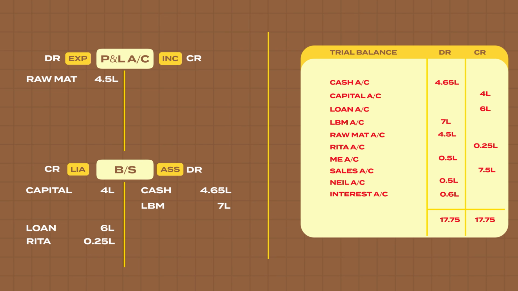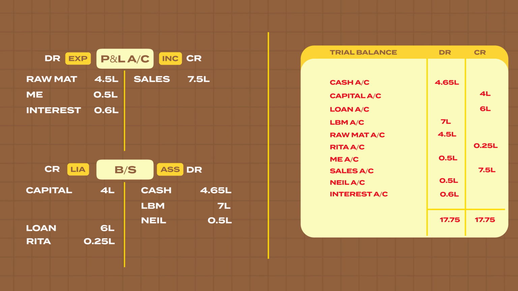Neil has a debit balance of 0.5. So Neil eventually will come on the asset side. We'll come to that later. Manufacturing expenses, debit, it's an expense. Sales, credit. Income. Neil has a debit balance. So asset. Interest has a debit balance. Again, I repeat, interest by name tells you nothing. It could have been interest paid, it could have been interest earned. But since it has a debit balance, this appears to be an expense.